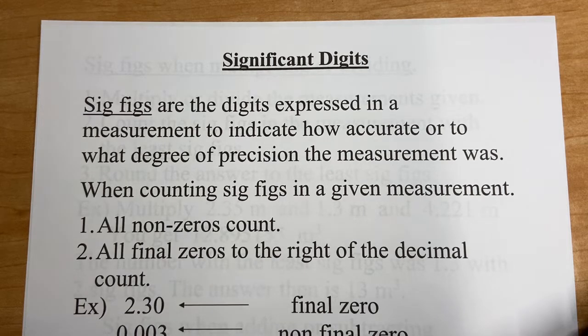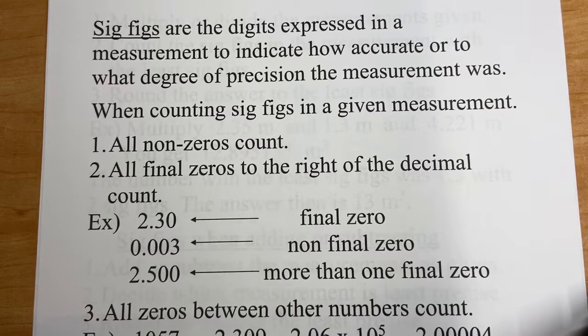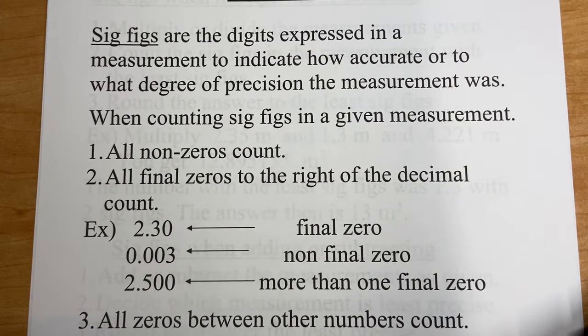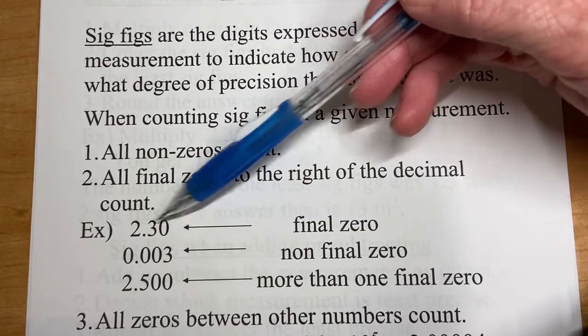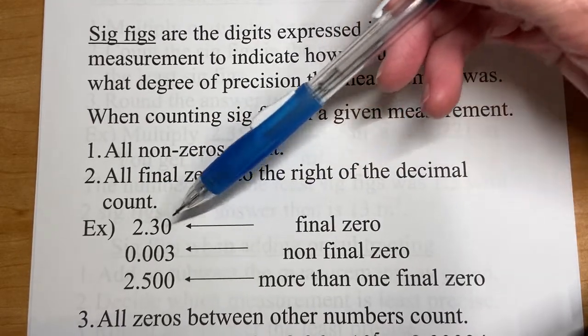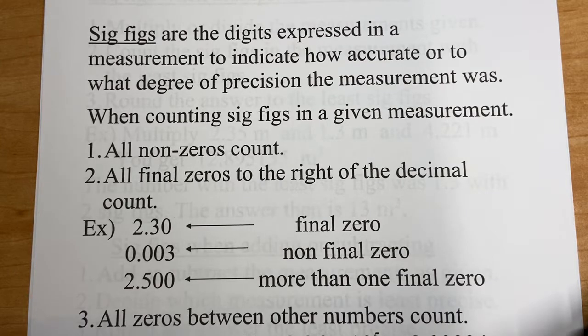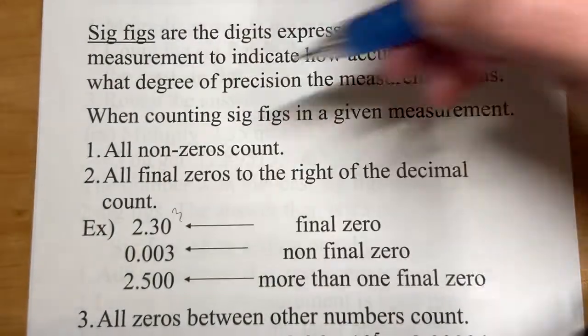When doing calculations for measurements, keeping in mind significant digits, one of the rules requires you to count how many sig figs. The first easy thing is that anything that's not a zero counts as significant. 1, 2, 3, 4, 5, 6, 7, 8, 9, they're easy to count. Zeros are the tough guys. Here are some examples. Final zeros to the right of a decimal count. This is a 0, it is to the right of the decimal, and it is final, meaning it's at the far right. That counts. That means there are 3 sig figs here.